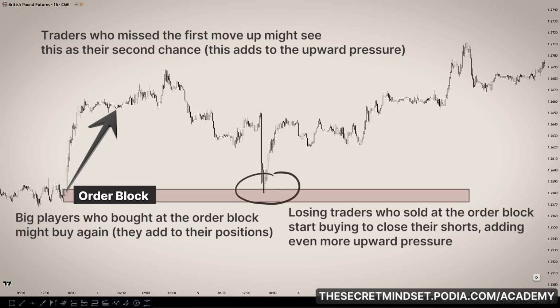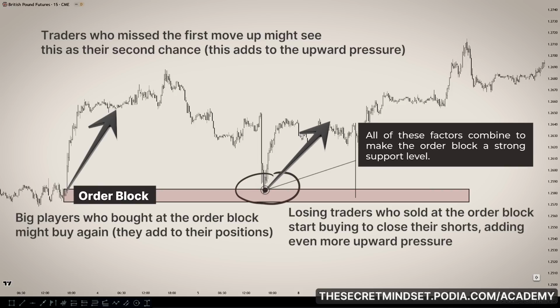Also, traders who sold short after the first move up might start to get nervous. If the price bounces here, they'll be in trouble. Some of them might start buying to close their shorts, adding even more upward pressure. All of these factors combine to make the order block a strong support level. And if the price does bounce here, it confirms the strength of the order block.